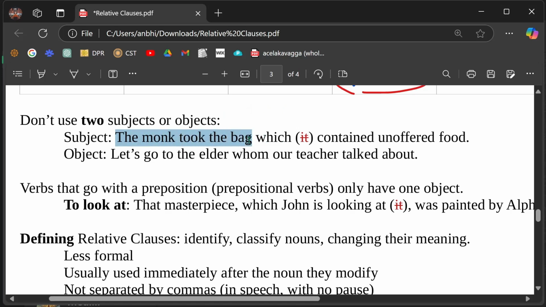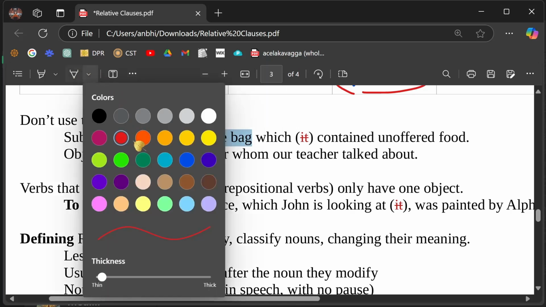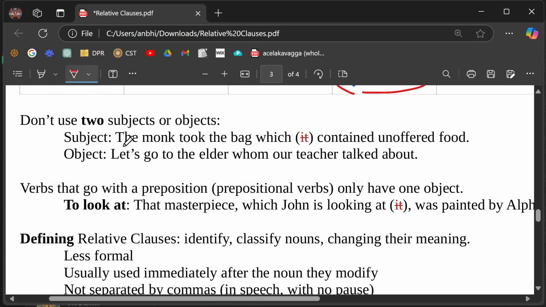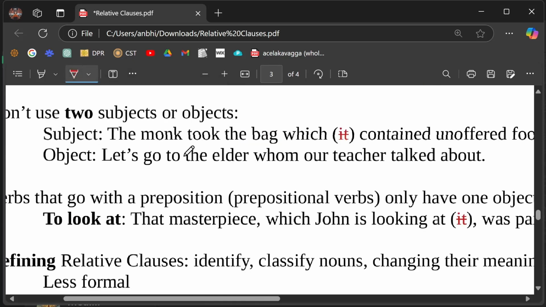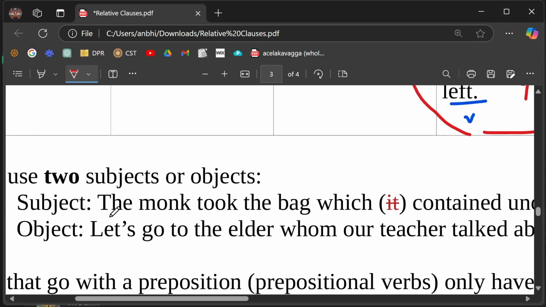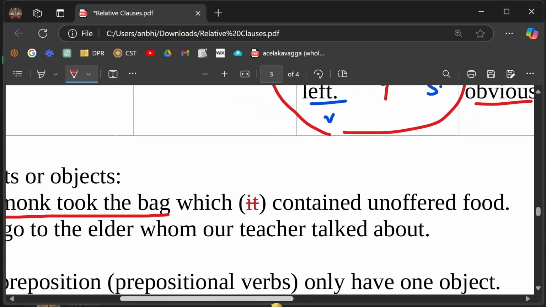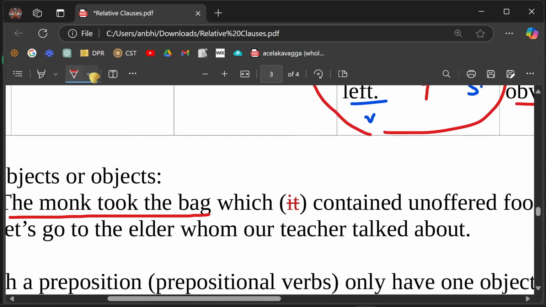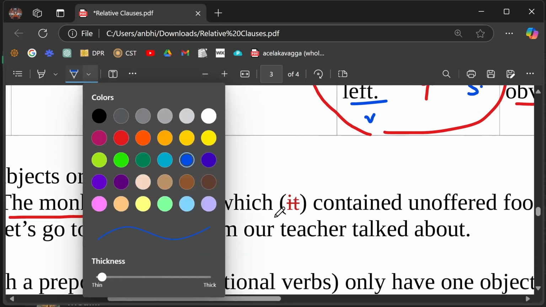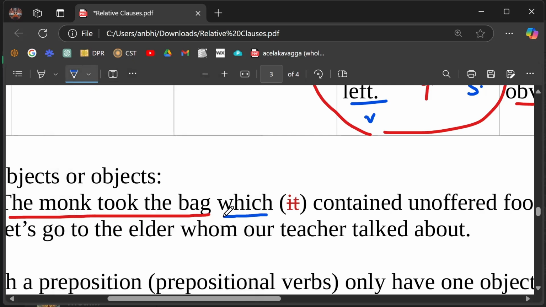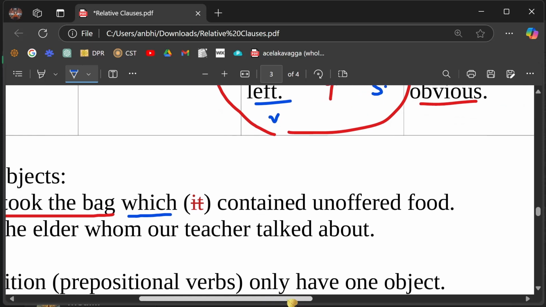But the monk took the bag. This is our main clause. Okay, let me point it out, no? Here, main clause. The monk took the bag, okay? Now we want to talk about the bag. Then you use which, right? We use which for things, no? Yes. Or we can use that.